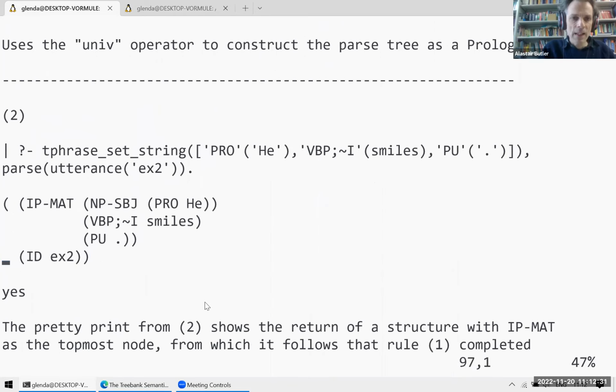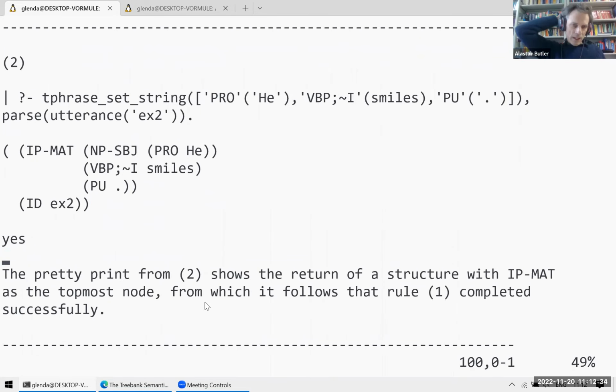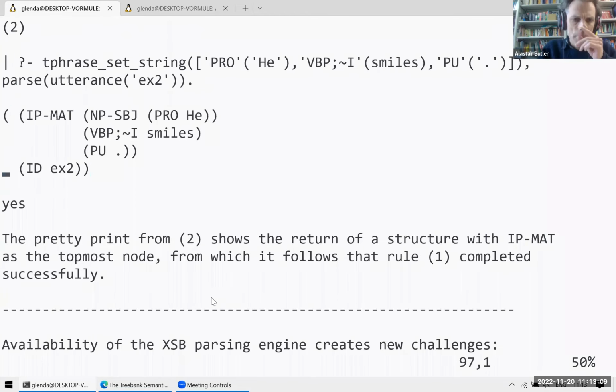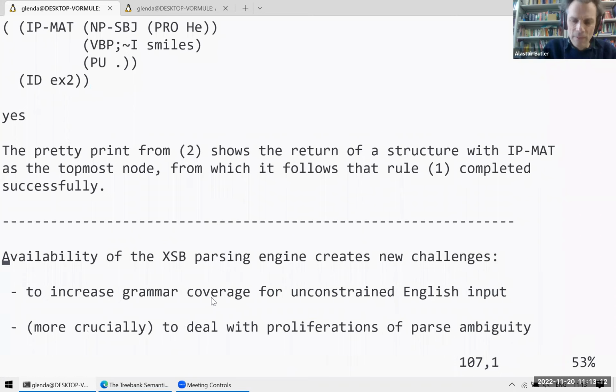Okay, so here's an example of how you can interface with this during a Prolog session. You basically spell out the words and the part of speech analysis, the word class analysis, and you say parse this as an utterance. And here's an example of a result. Here, the EX2 is just a kind of ID that's carried over. So that's how you can interface with the Prolog system.